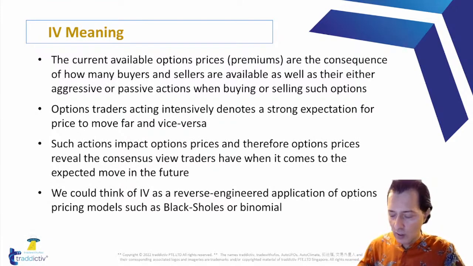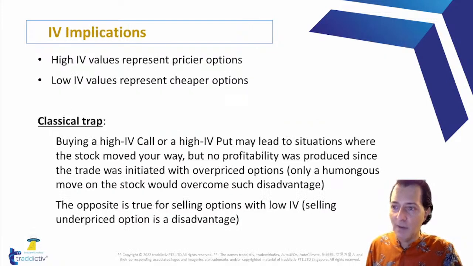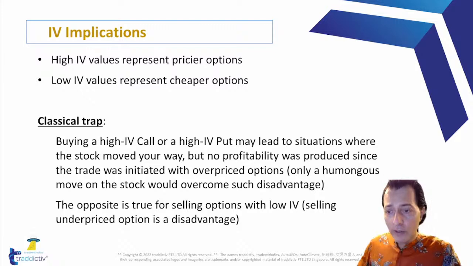Okay, and therefore, you get here the meaning of implied volatility. So high implied volatility values represent pricier options. Low implied volatility values represent cheaper options.